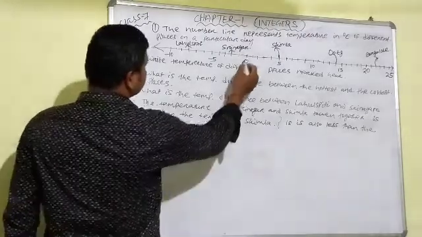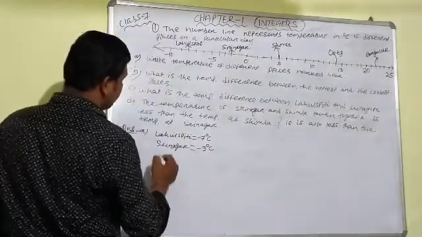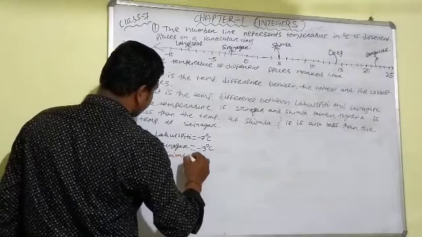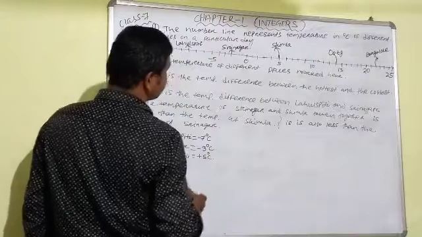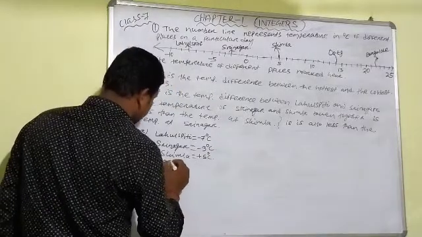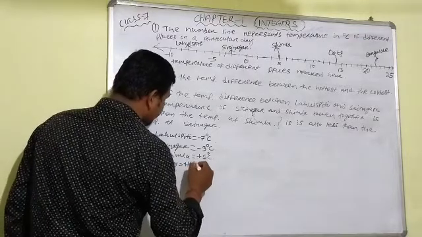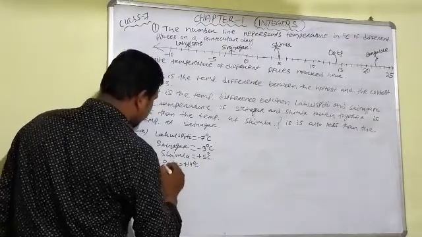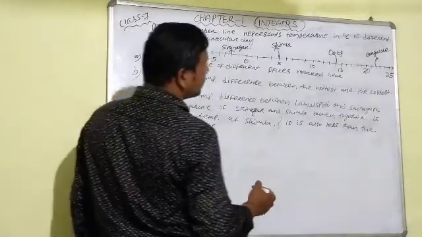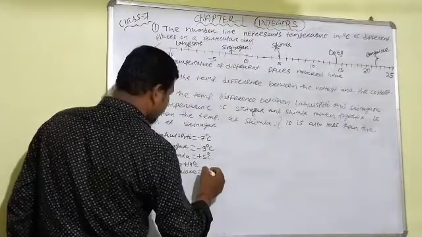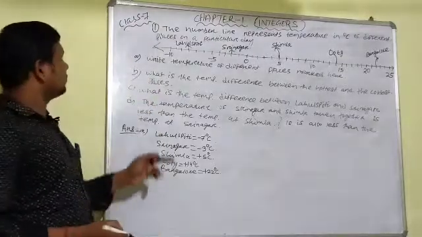Then Srinagar is equal to, see here, -3 degrees Celsius. Then Simla, its temperature is +5 degrees Celsius. Ooty, its temperature is +14 degrees Celsius. Next is Bangalore, its temperature is 22 degrees Celsius.